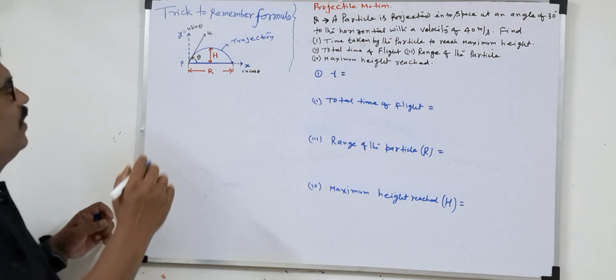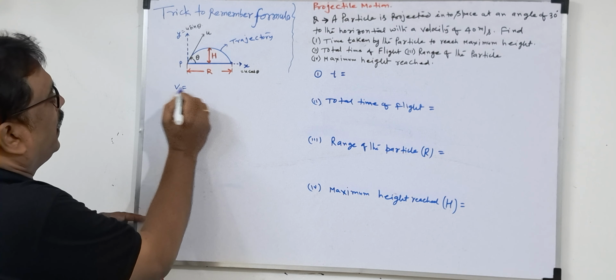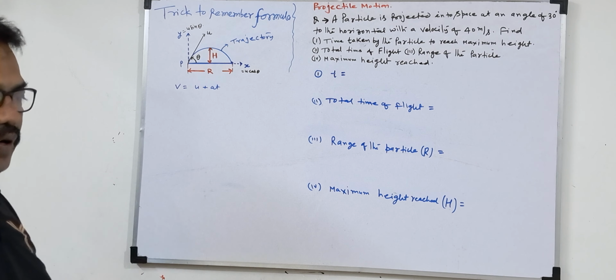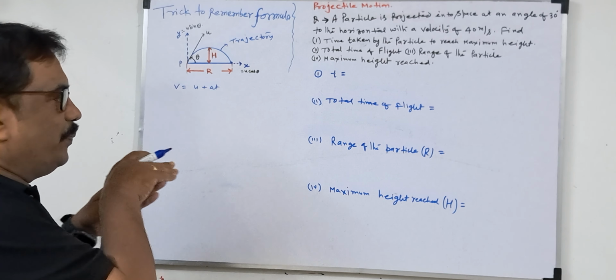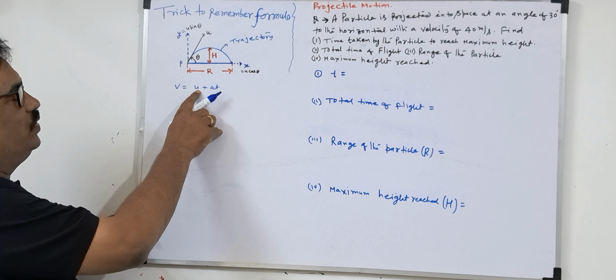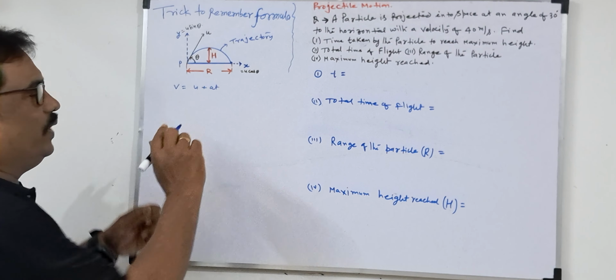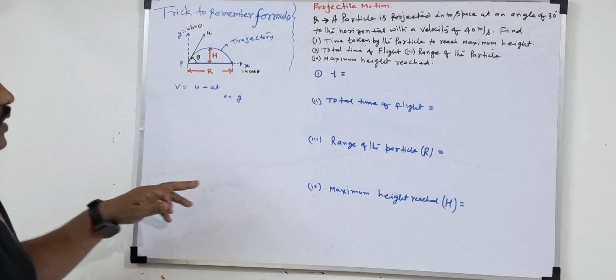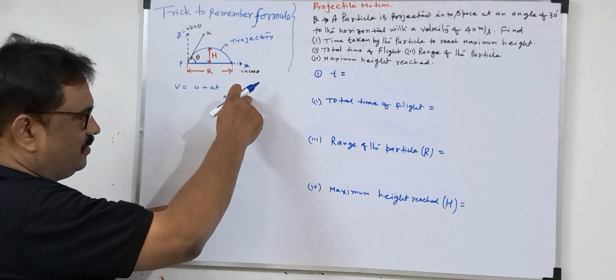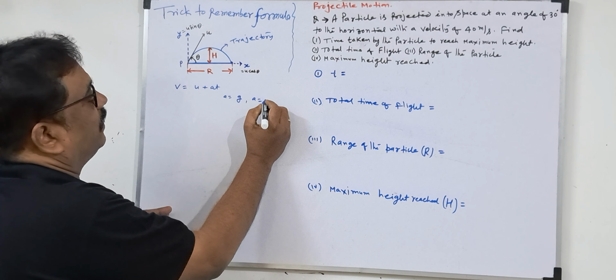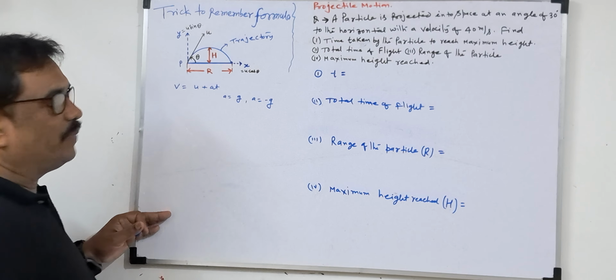So how do we remember the formula? First, we know the final velocity V is equal to U plus AT. We know this from rectilinear motion, when a body is thrown along a straight path. V is the final velocity, U is the initial velocity, A is the acceleration, and T is the time. Now if we are throwing against gravity, what will happen? A becomes G when the particle comes down, plus G. When the particle goes in the upward direction, against gravity, A becomes minus G.